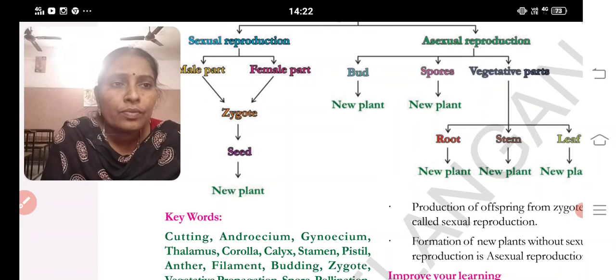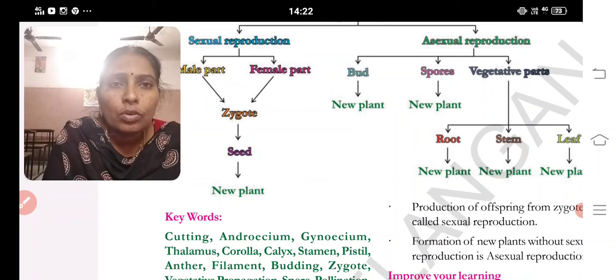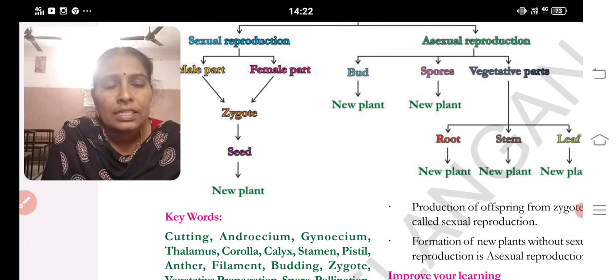Production of offspring from a zygote is called sexual reproduction. Formation of a new plant without sexual reproduction is called asexual reproduction. Okay, all this we discussed in our 7th standard in the lesson on reproduction in plants.